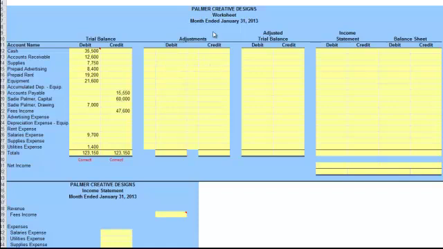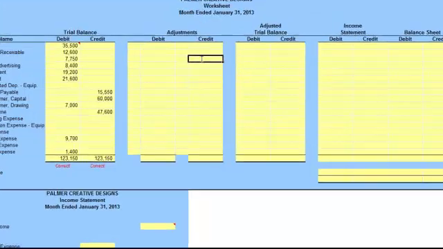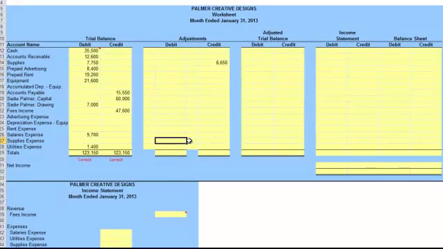So I'm going to come over here into the adjustment section, and I'm going to credit supplies for $6,650. Now, in the adjustments, every time I credit something, I have to debit something. So I'm going to go down here to supplies expense, and I'm going to record a debit of $6,650. And since this is my first adjustment, I'm just going to label it A on both parts there. All right? So that's our first adjustment.